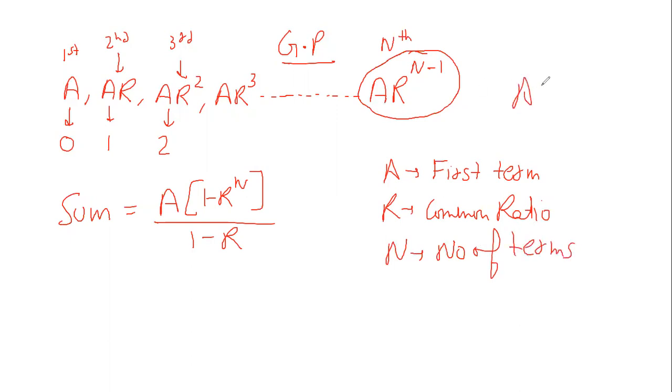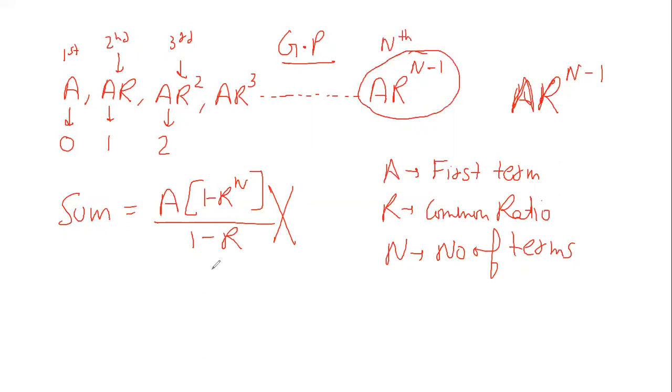So in AR to the power N minus 1, I know A is the first term, R is the common ratio, and N is the number of terms in the series. I have given you the formula for the sum. However, this formula is not tested in your SAT. So you should really not worry about how to figure out the sum of a geometric progression.